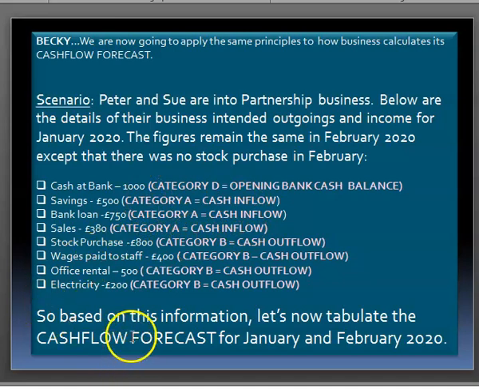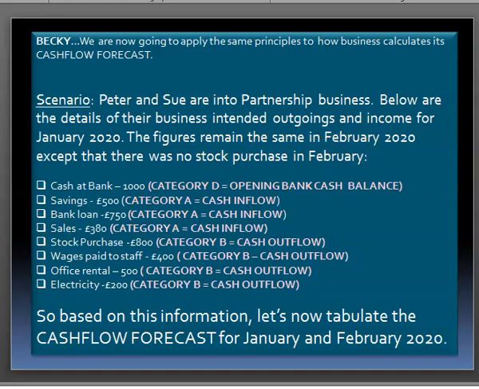So now, based on this information, we're going to tabulate the cash flow forecast for January and for February. Note the instruction says the figures remain the same in February 2020, except that there was no stock purchase in February. So when we calculate February, we have to take into account that they did not buy any stock. Let's see how we can tabulate it.